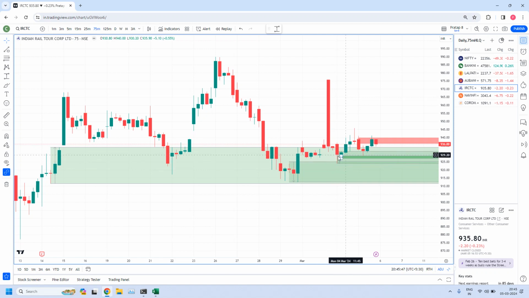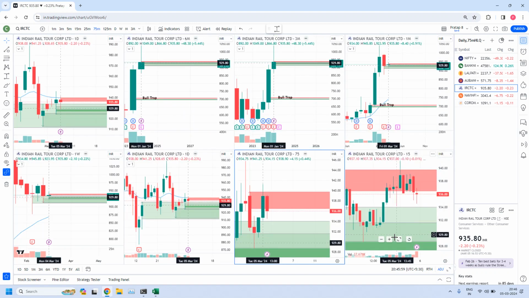This is also a 75-minute LOTL zone. Within this 75, we have a 15-minute zone. Within this 15, we have a 5-minute zone. Let me show you. So let's get into the 15 minutes time frame.